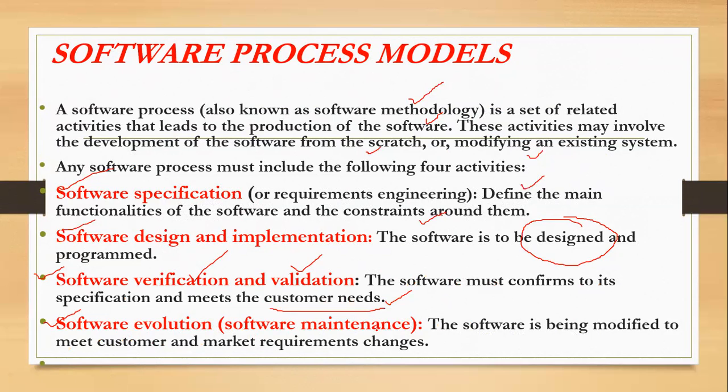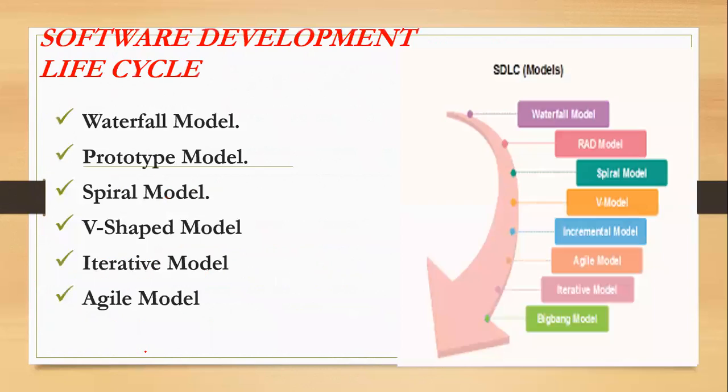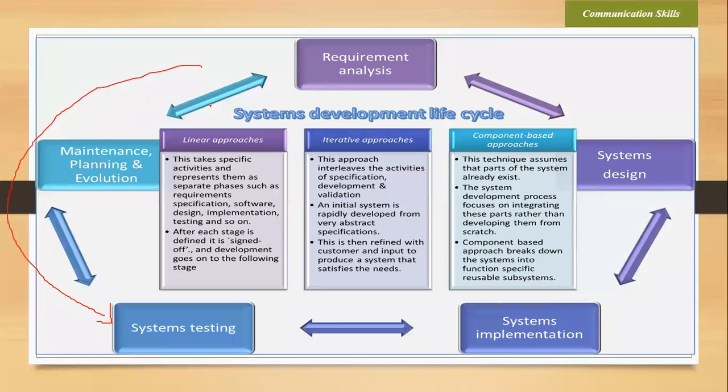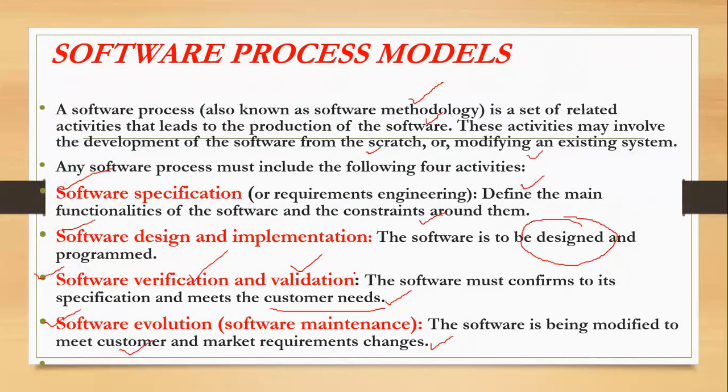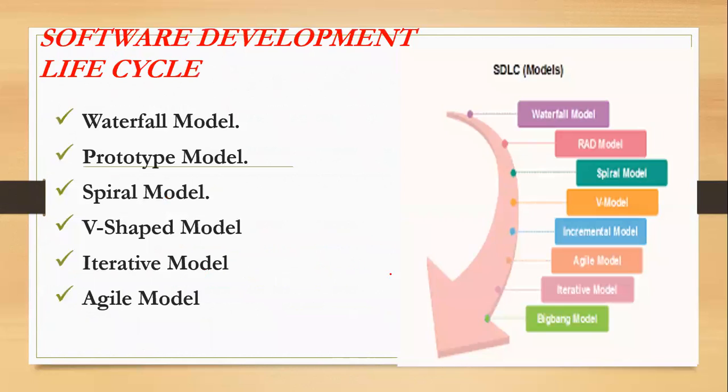Software evolution, that means maintenance of the software. The software is being modified to meet the customer and market requirement changes. That means you have to make the changes, and you have to make that software as per the requirement of the customer. So that is about SDLC, and these are the different approaches, or these are the set of steps that we have discussed. जो यहाँ पे हमने discuss किए हैं, ये वही वाले steps हैं जो हमने यहाँ पे in detail discuss किए हैं. Now let's move toward our main topic.